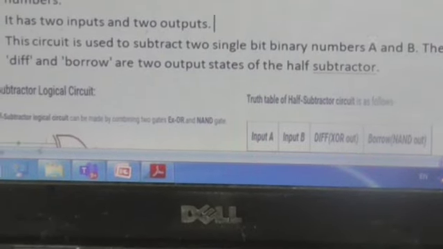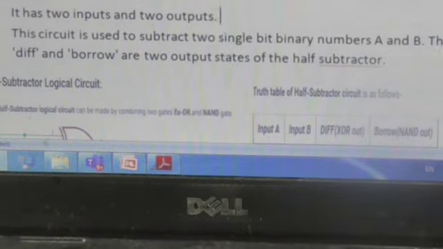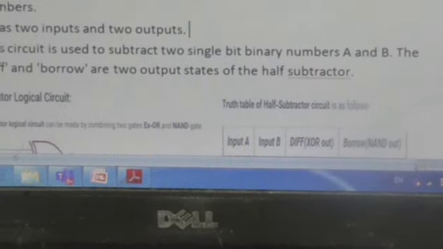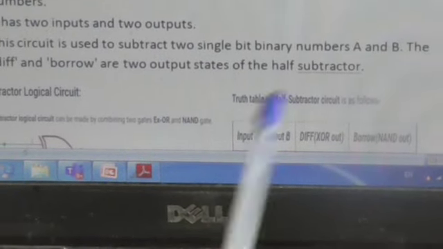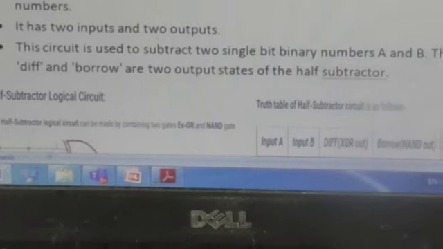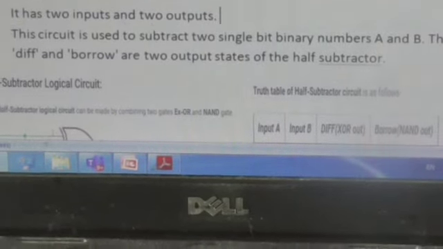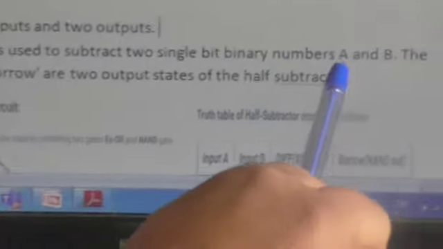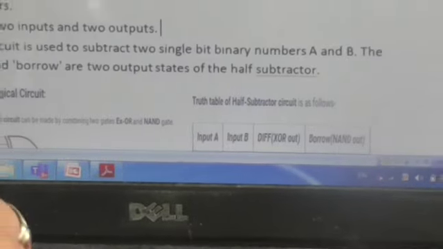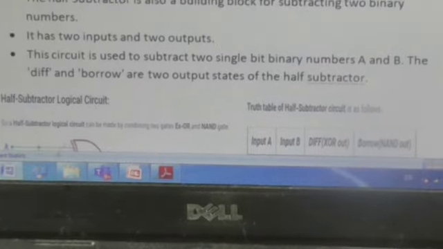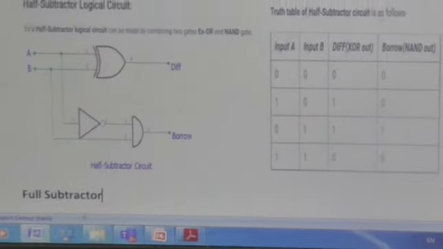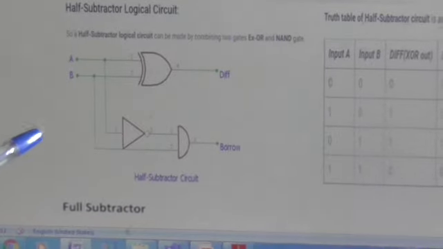Whenever we are subtracting two bit numbers A and B, we get the output in terms of difference and borrow. These are the two different outputs we get with the half subtractor. Here A and B are the inputs, and difference and borrow are the outputs. This is the logical circuit diagram of the half subtractor, and this is its truth table.